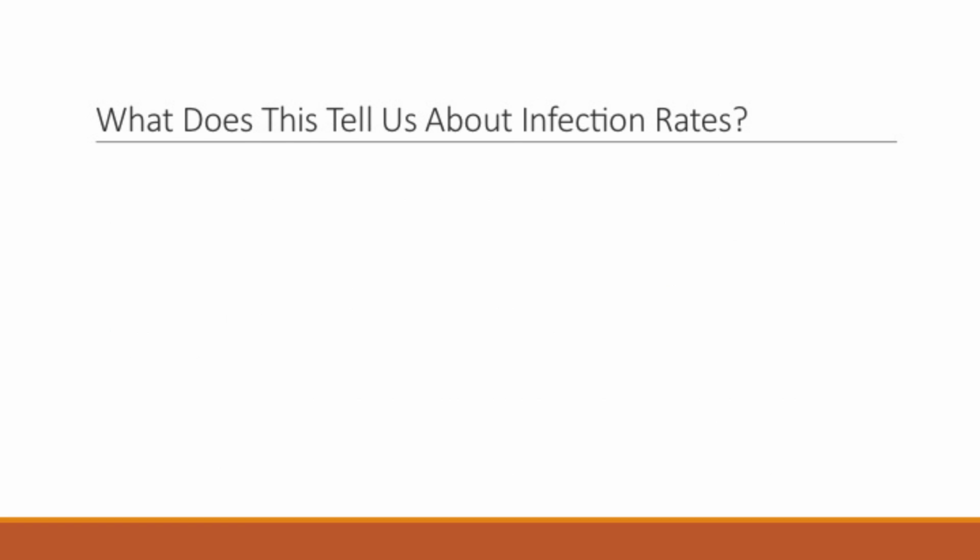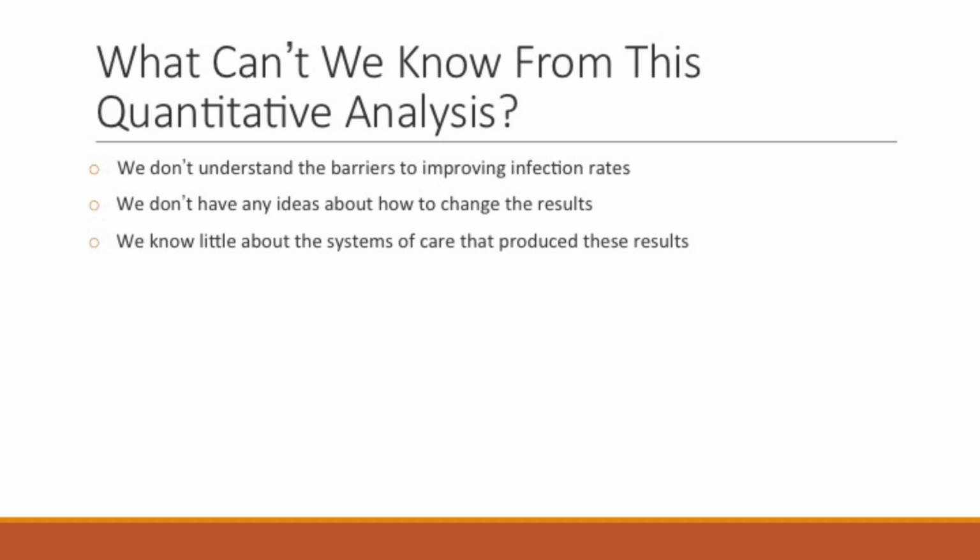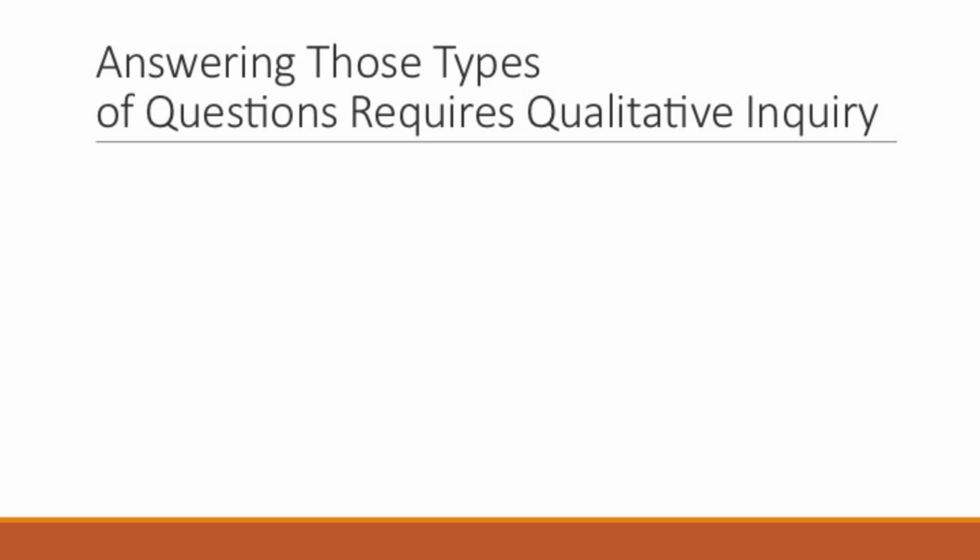The SPC chart helped us understand that we can predict the infection rate for the next quarter as somewhere between 2.2 and 4.2. What do we not know from these data? We don't understand the barriers to improving infection rates. We don't have any ideas about how to change the results. And we know very little about the systems of care that produce these results. Answering these types of questions requires qualitative inquiry.